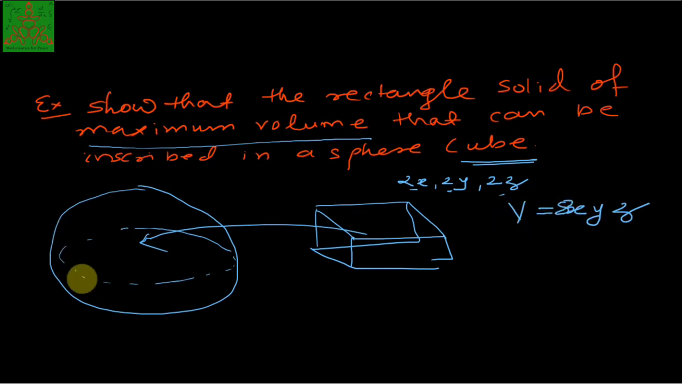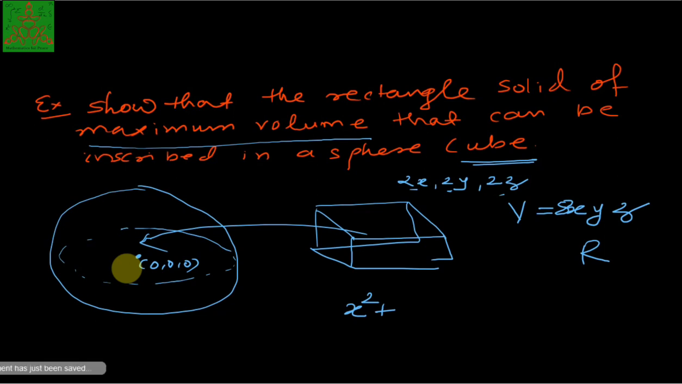Now what is the condition given? The sphere is fixed, so I will fix the radius of the sphere. Let's say the radius of the sphere is capital R, and I am fixing the center of the sphere at 0, 0, 0, that is the origin. If it is not at the origin, you can shift your coordinates to the origin and do this calculation. For simplicity, I am taking the center as 0, 0, 0.